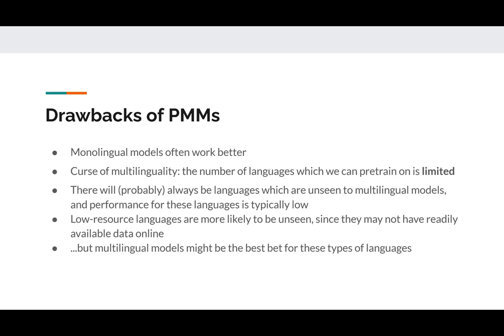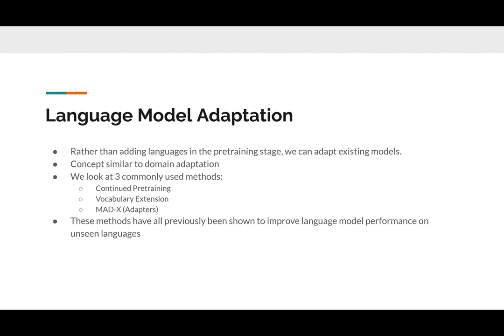The languages that are most likely to be unseen are going to be low resource languages because they're exactly the languages which don't have enough data available online to pre-train on. But they fall into this weird area where they might not have enough data to train their own monolingual model, and multilingual models don't work super well on them. But your best bet for getting good performance is to start with a multilingual model. And rather than thinking about adding these languages during the pre-training, we can take an existing multilingual model and adapt it.